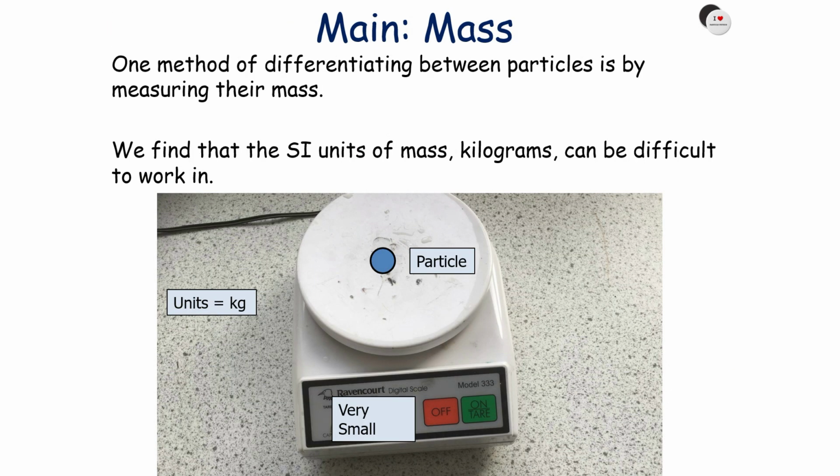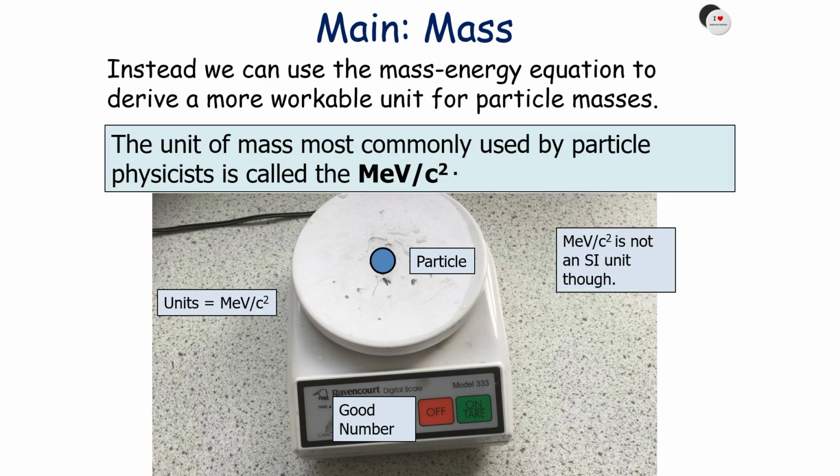Now one method of differentiating between particles is by measuring the mass. However, our issue is that the SI unit of mass, the kilogram, can be difficult to work in for particles. So instead we use the mass energy equation to derive a more workable unit for particle masses. Now the unit of mass most commonly used in particle physics is called the mega electron volt per speed of light squared, or MeV/c². Now MeV/c² is not an SI unit.